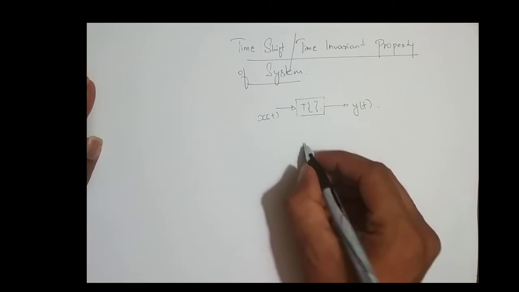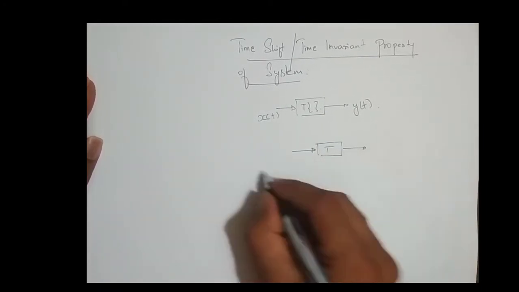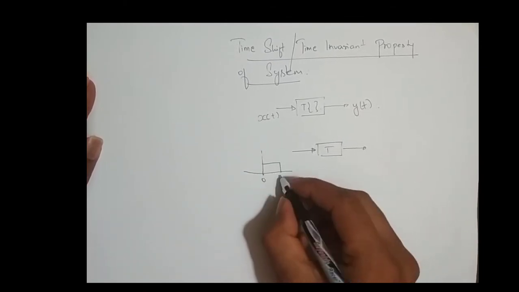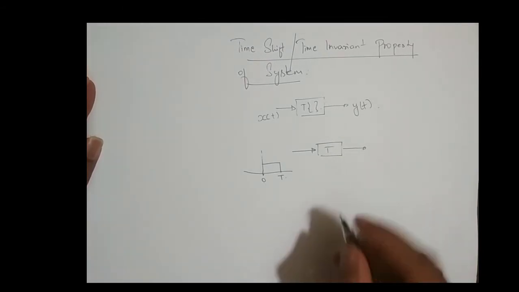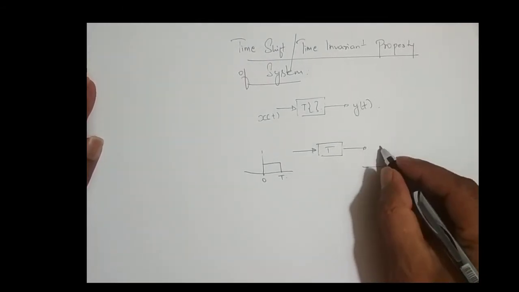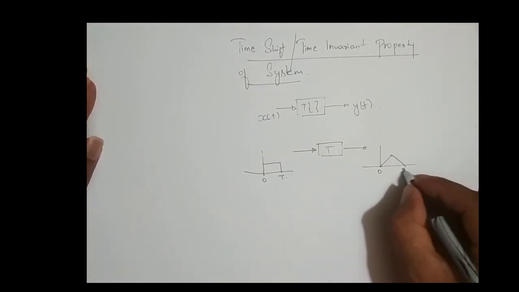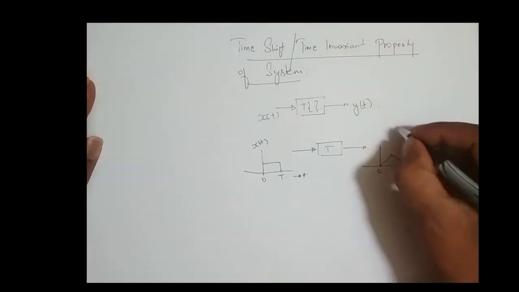Say I have a system T, and the input to this system is a rectangular pulse from 0 to some value t, and it transforms this rectangular pulse to a triangular pulse from 0 to t. Okay, this is x of t and this is y of t.